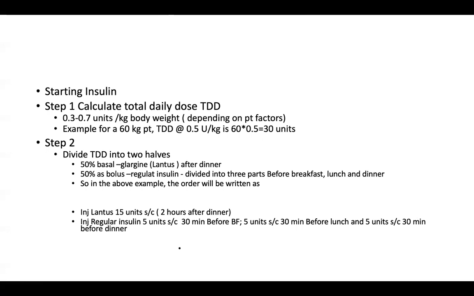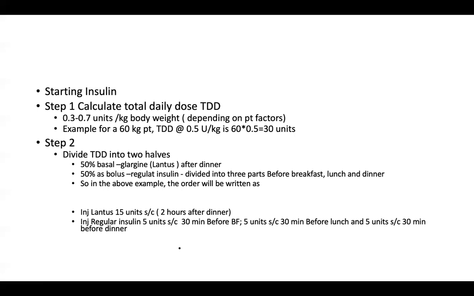So once you've calculated the total daily dose as 30 units, step 2 is to divide the total daily dose into two parts. 50% will be given as basal insulin, which is a long-acting insulin. In our setup, it is Glargine. The brand name is Lantus, which is the commonly used brand name, but the salt is Glargine, which is given after dinner. And the remaining 50% will be given as 3 boluses of regular insulin. I'm sorry for the spelling mistake there. Regular insulin is divided into 3 parts: before breakfast, before lunch, and before dinner.